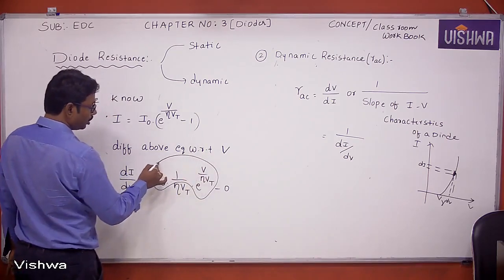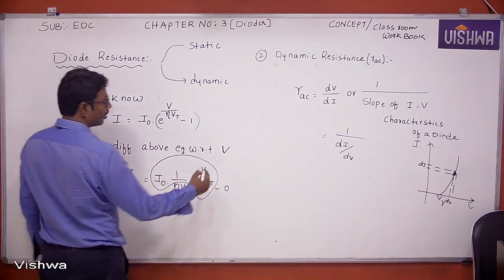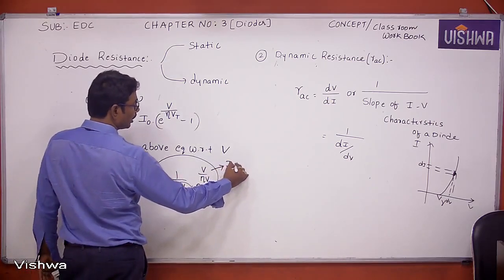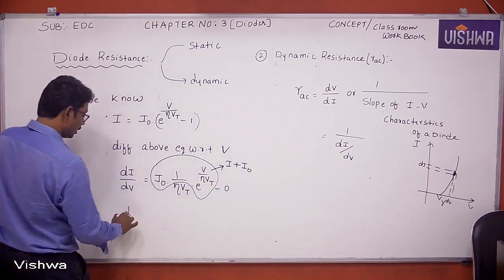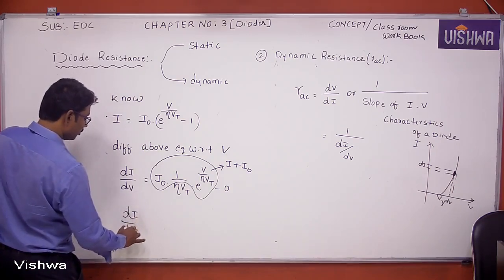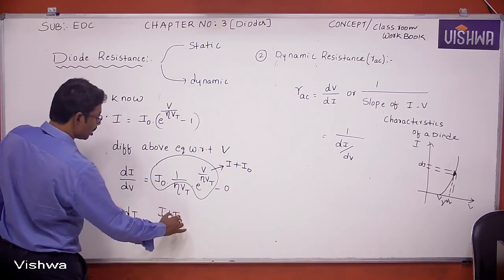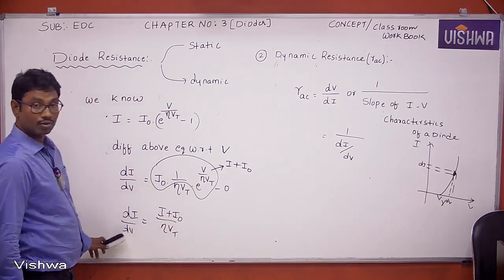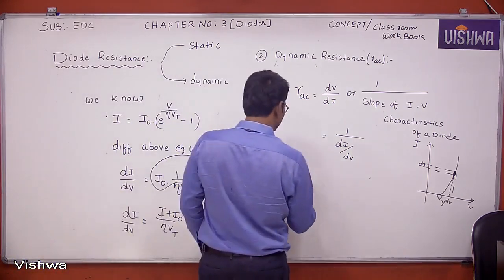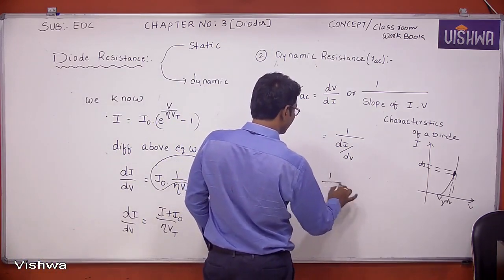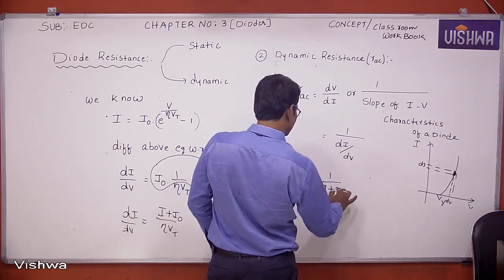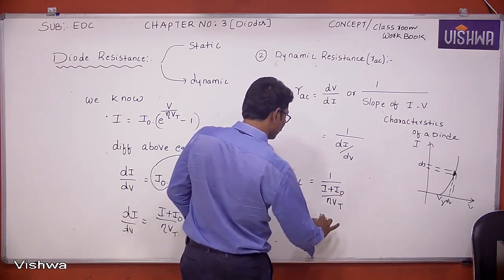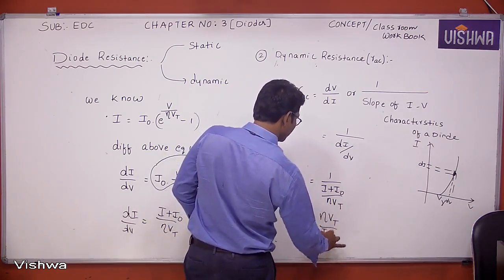From the diode current equation, I naught into e power v by eta into vt is simply I plus I naught. Now di by dv equal to I plus I naught by eta into vt. This is the slope. Substitute this slope. Then RAC is 1 by I plus I naught by eta into Vt, so RAC is eta into Vt by I plus I naught.